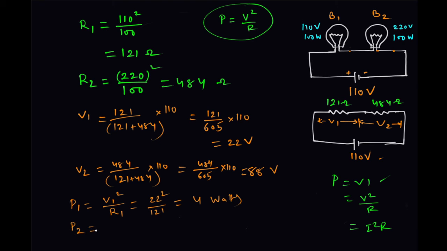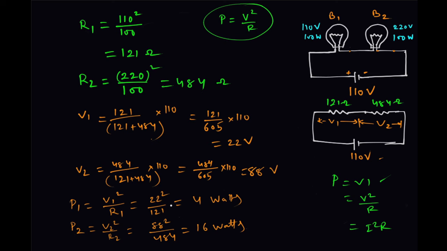P2 is equal to V2 square divided by R2. P2 is the power consumed in this resistance or this bulb, that is equal to V2 square. V2 is how much? It is 88. So it is 88 square divided by R2. R2 is this resistance that we have found, that is 484. That is equal to 88 square divided by 484. Let us calculate. That is 16 watts.